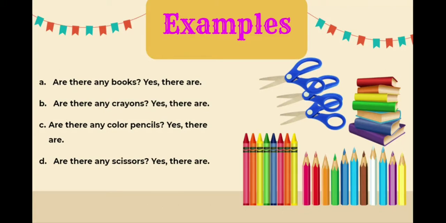Okay, how about the next example? "Are there any color pencils?" Now we have to count the color pencils. How many color pencils here? Oh, there are some color pencils. So we have to say, "Yes, there are." Okay, how about the other example? "Are there any scissors?" You have to count first. Oh, there are 3 scissors. So we have to say, "Yes, there are."